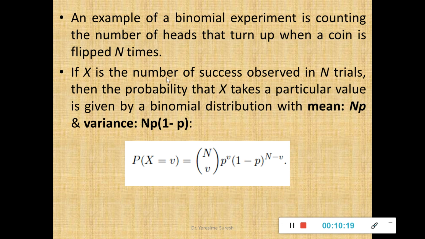So if x is the number of successes observed in n number of trials, that means when I flip the coin n number of times, the number of times head will turn up will be denoted by x. Then the probability that x takes a particular value in a given binomial distribution has mean np. So the mean value is n multiplied by p, where n is the number of trials and p is the probability that determines the value of x. How many times will head appear?